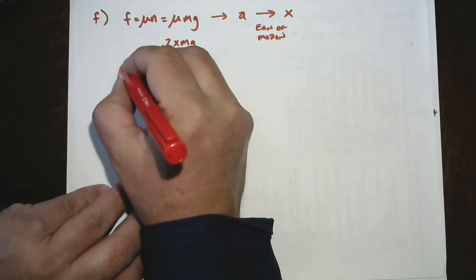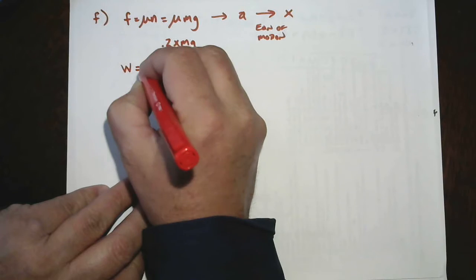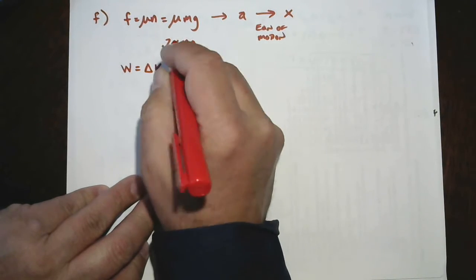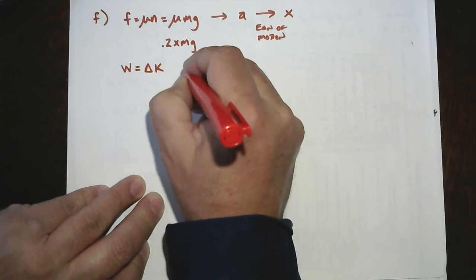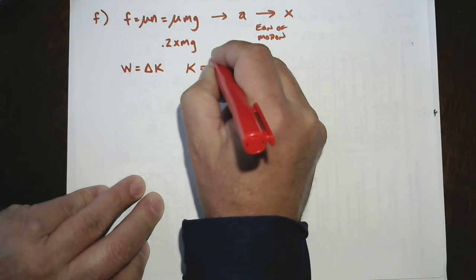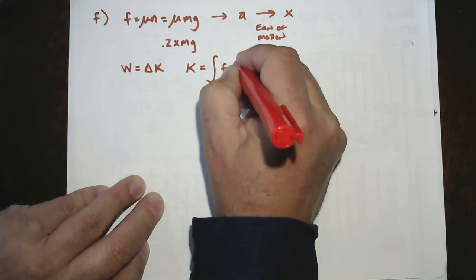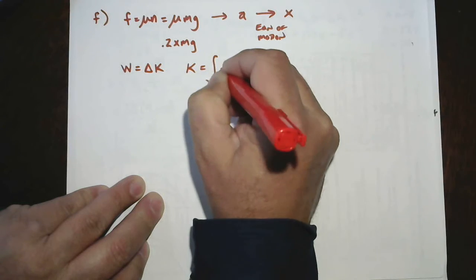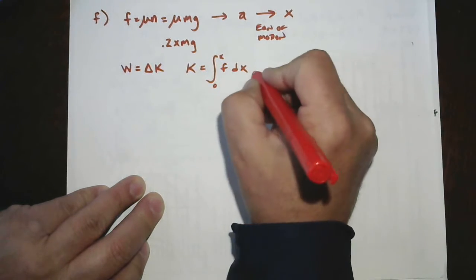Not so fast. The work done is equal to the change in kinetic energy. We're going to bring this thing to a stop. So the kinetic energy this thing has to start with is going to be equal to the work done, which is the integral of the force over the distance, going from 0 to x. This is going to be a great way to do it.